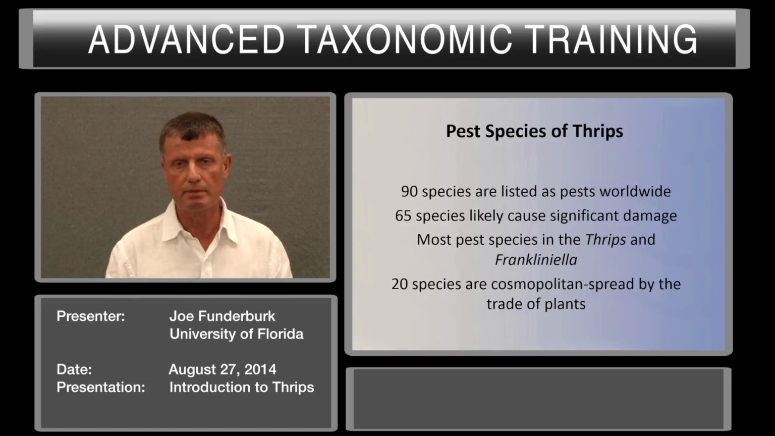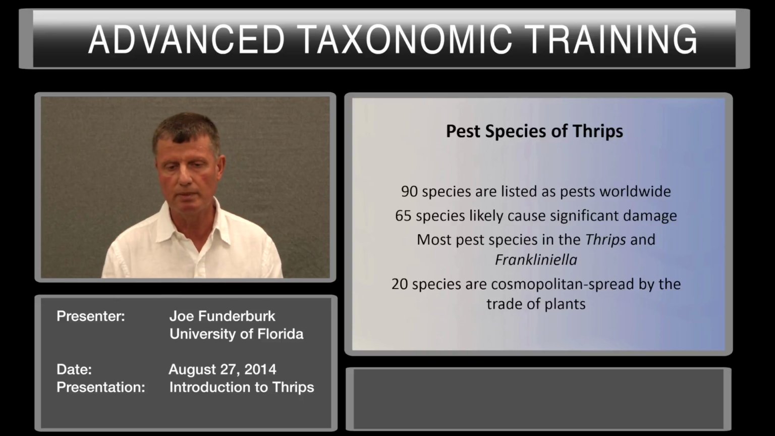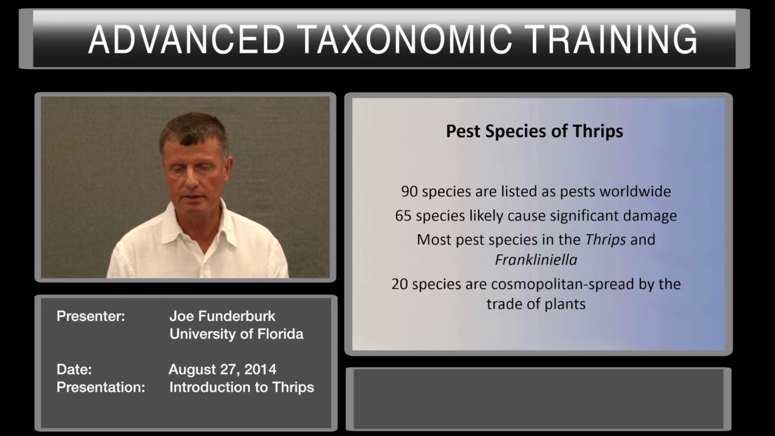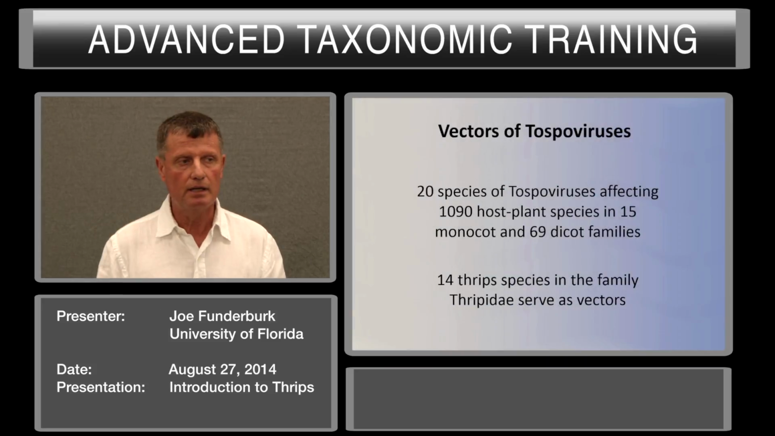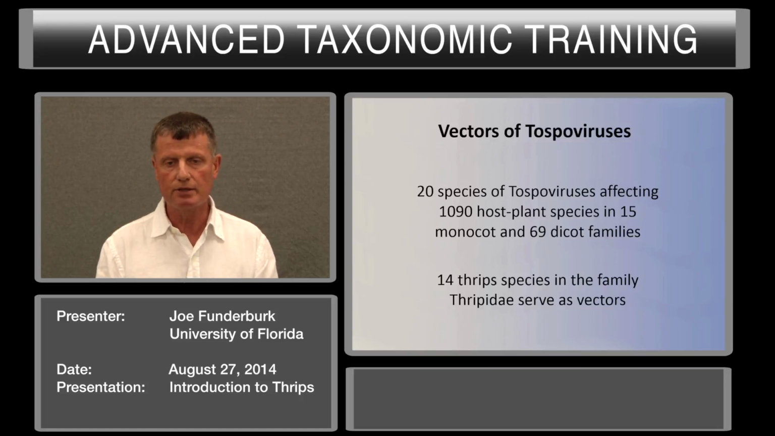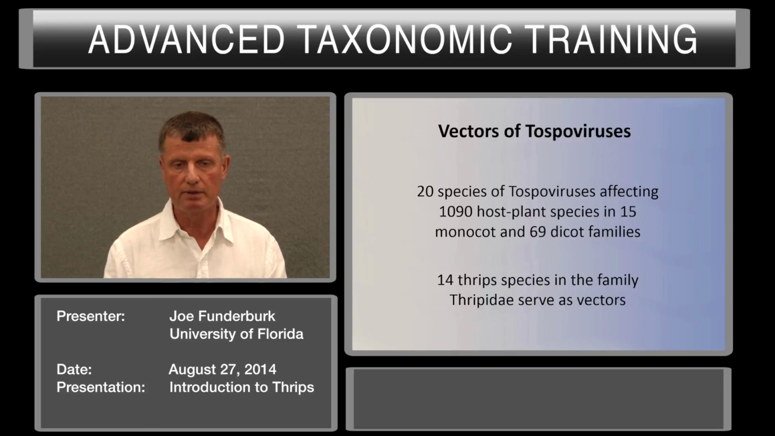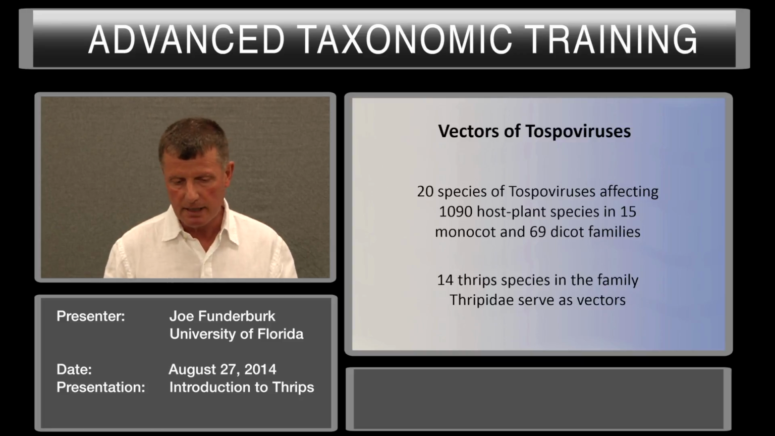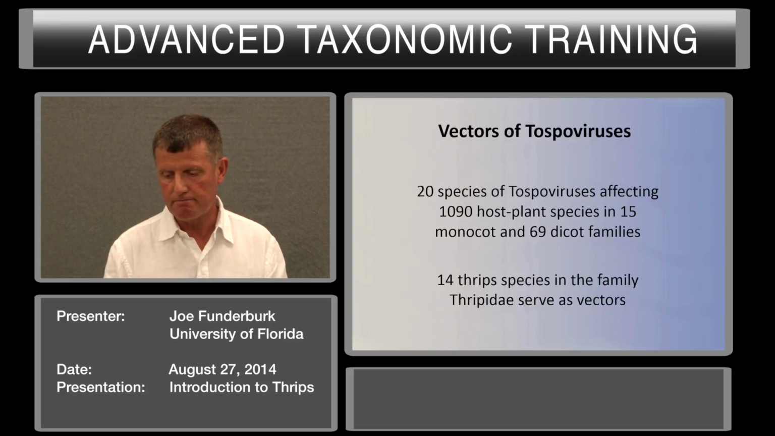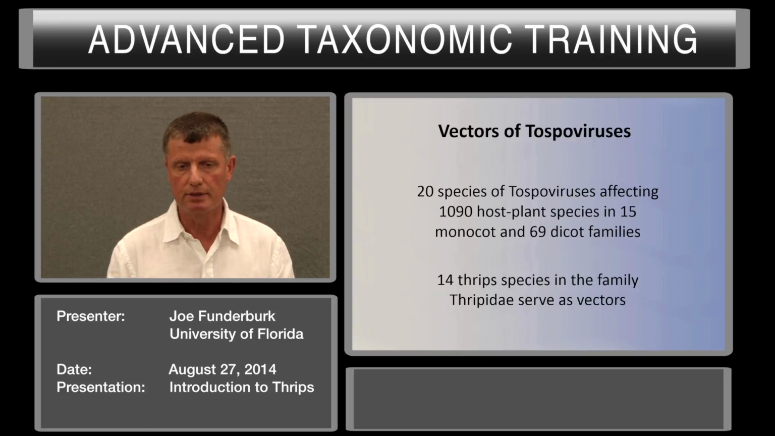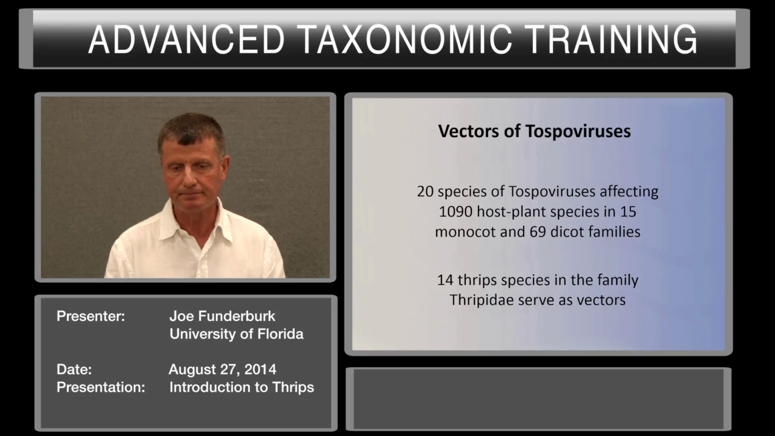Currently, 20 species are cosmopolitan, meaning they've been spread around the world by the trade of plants and have become established around the world. Tospoviruses are in the family Bunyaviridae, and there's currently 20 species of Tospoviruses that are recognized. In the case of tomato spotted wilt virus, which is probably the most economically important, there are over 1,000 species of plants that are known to be affected, and these occur in both monocot and dicot plant families.